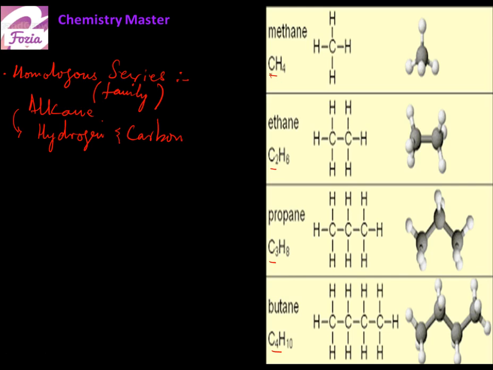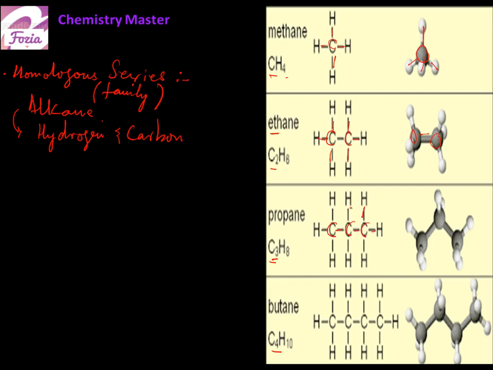In methane, there is only one carbon bonded to 4 hydrogen atoms. So the structural formula is C in the middle, and 4 hydrogen atoms are bonded to it. And you see, the formula is CH4. Now, if we add one more carbon to the compound, there is another compound consisting of 2 carbon atoms and 6 hydrogen atoms. You see, 2 carbon atoms are bonded to each other. When one more carbon is added, the structure is like this.